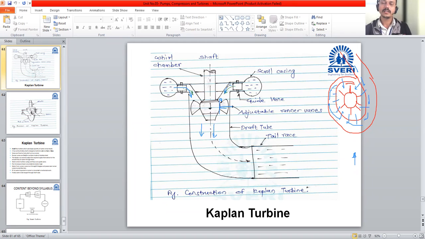Okay, and when it strikes the vanes, it applies pressure on the vanes, and due to that pressure, due to that force, this shaft starts rotating. Okay, this is the simple working.